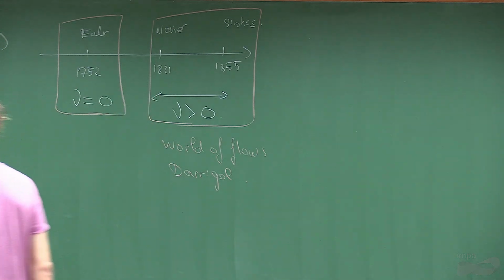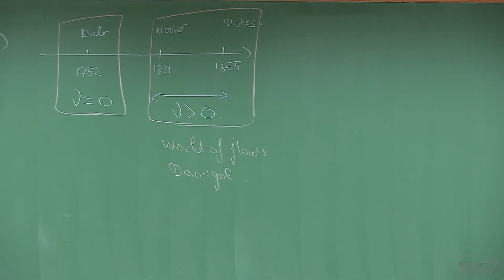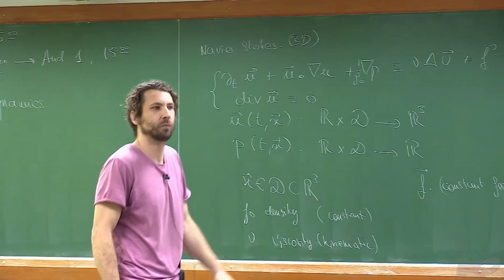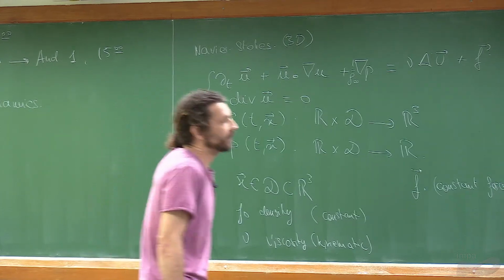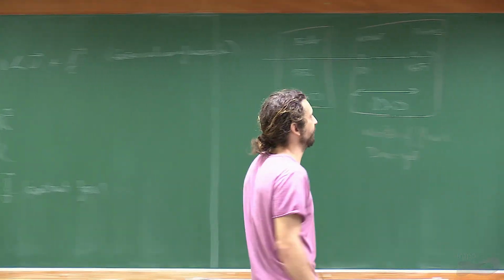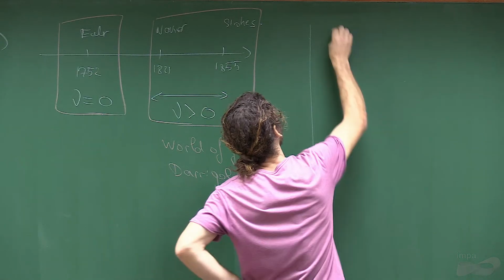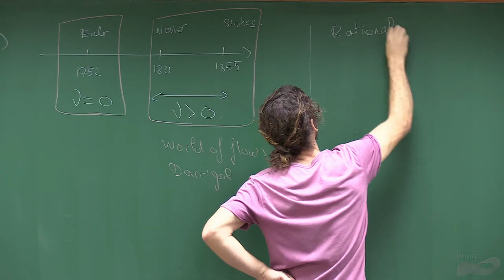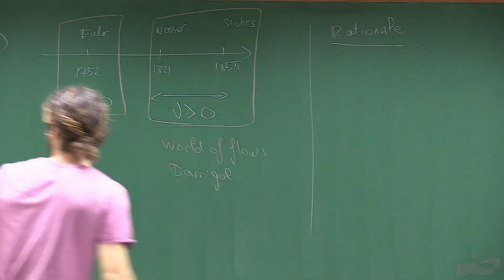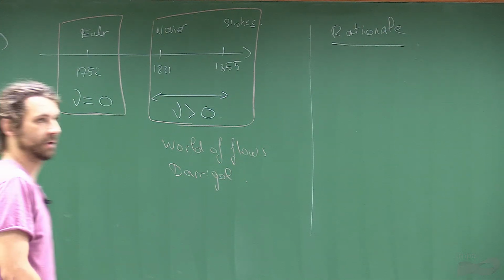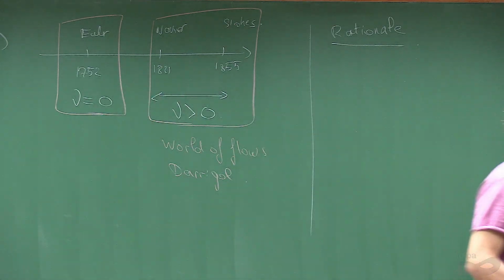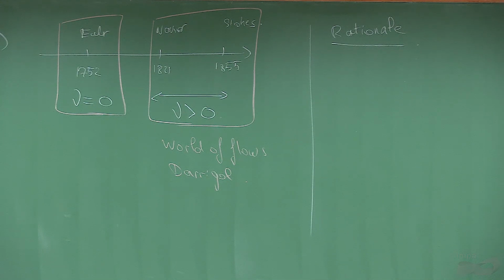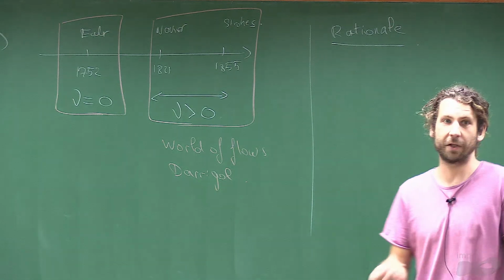Okay, so perhaps one can say something about the rationale of those equations. Why are those equations, in a sense, natural? Why do we think they are true? We think they are true because, in fact, they have a very simple interpretation in the Lagrangian frame. So basically, the Navier-Stokes equations are only Newton's principle expressed in the Lagrangian frame.